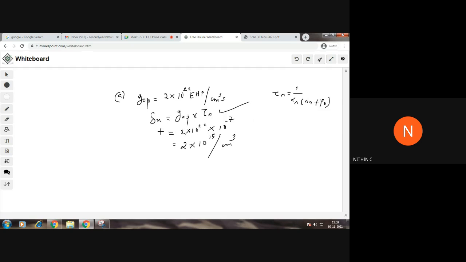Since it is carrier concentration, we are finding the excess carrier concentration, so its unit will be per centimeter cube. And in the question itself, it is mentioned that the excess carrier concentration delta n is equal to delta p. So this is further equal to delta P also. This is the answer for the first part.